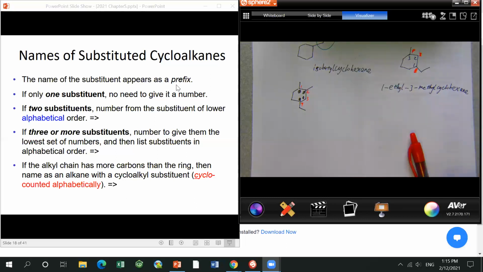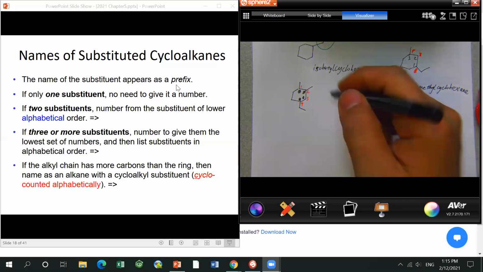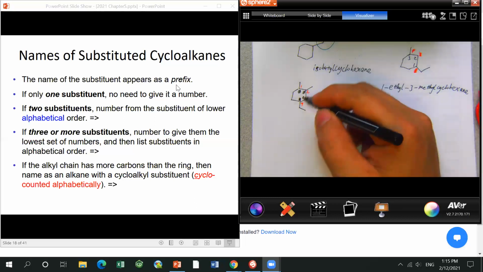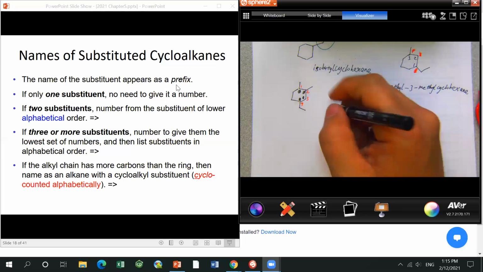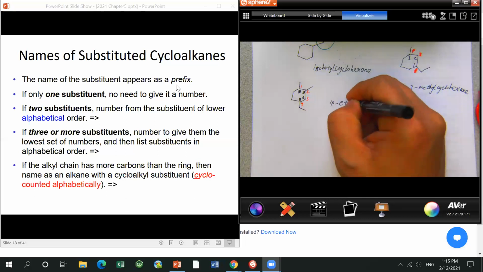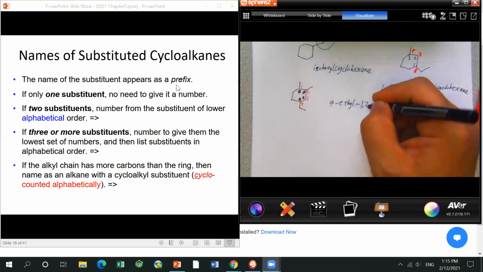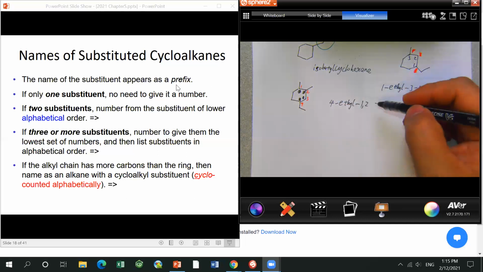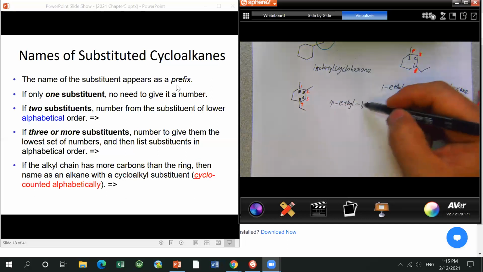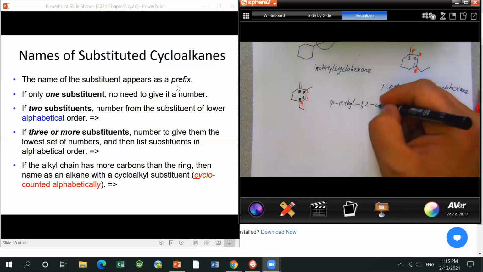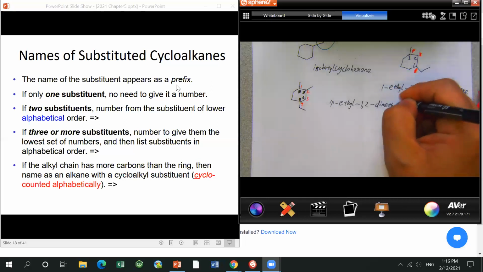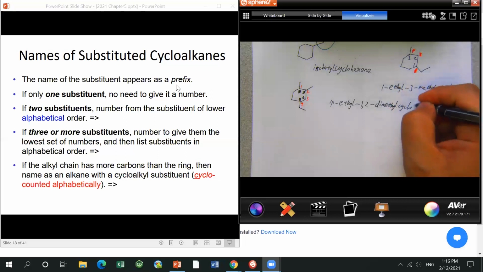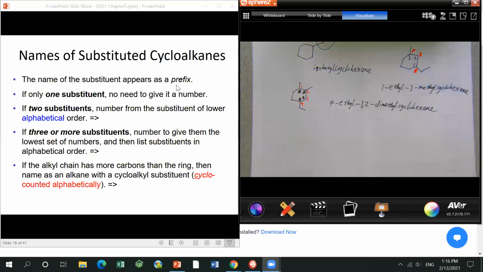The rest is straightforward. You put all the substituent group names and location numbers in alphabetic order before the parent name. So that's 4-ethyl, 1,2-dimethyl. Keep in mind, if you have more than one of the same substituent group, you need to give all their location numbers, and for dimethyl, you need the prefix di. And then this one is cyclohexene again. So keep in mind that a different number of substituent groups means a different way to number them.